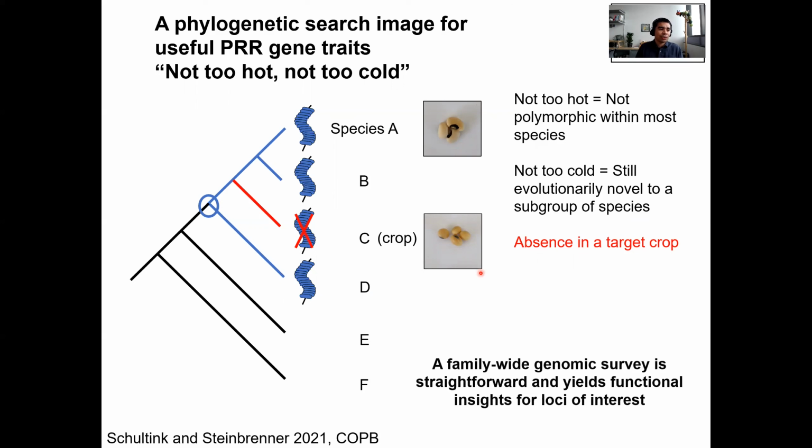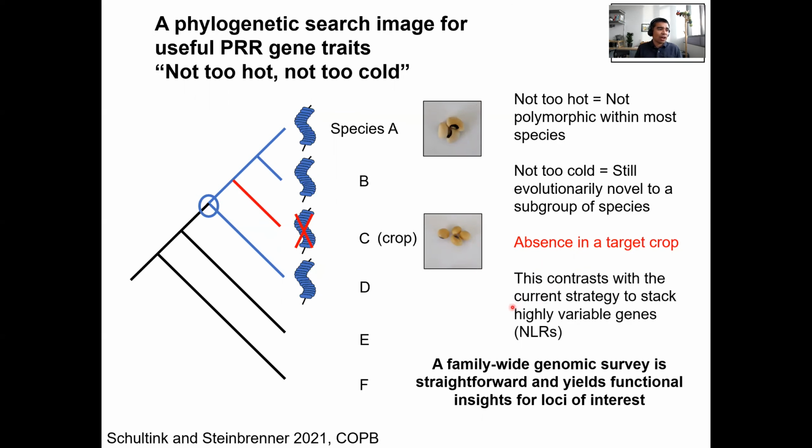And so I hope I've convinced you that technically a family-wide genomic survey is really straightforward using cutting-edge long-read genomic technologies and yields functional insights for loci of interest. And I would also highlight that this strategy of family-wide characterization of immune receptors really contrasts with the current way we look for our resistance genes, which is to look for basically highly variable genes that confer resistance phenotypes, but that may be less evolutionarily stable in the long run.